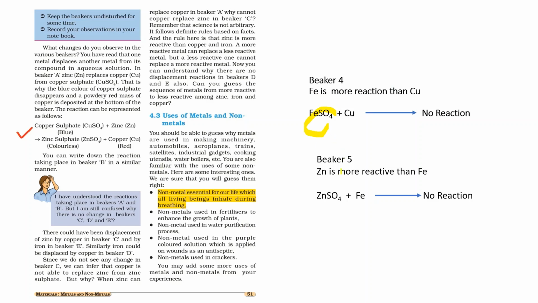While in beaker 5, the zinc is more reactive than the iron. So when the iron is added to the zinc sulfate, no reaction will take place, as the zinc will try to form the compound of its own.